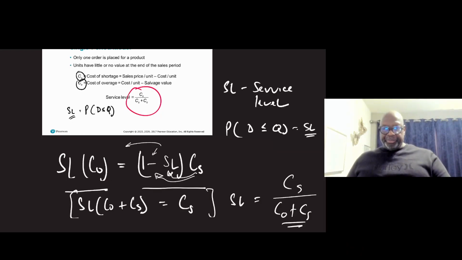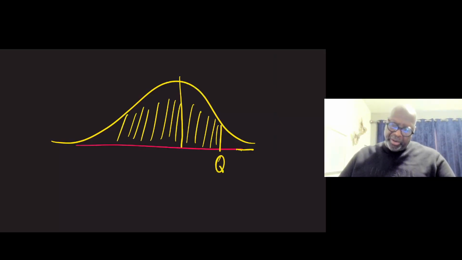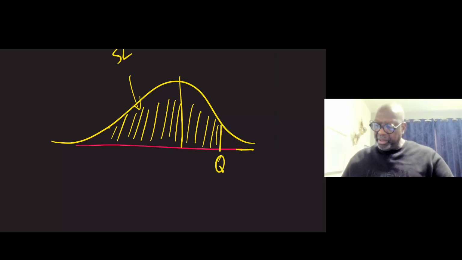Essentially, we want to stock an amount that will give us a service level equivalent to SL. And so what we do is we say, all right, if we have our demand being a normal distribution, then we want an amount Q that will give us this service level, SL, and this is shortage, 1 minus SL, right here. That's what we're looking for.